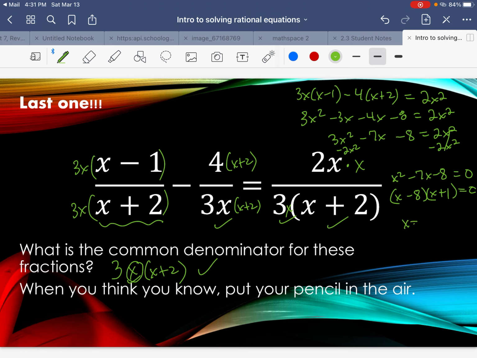So my two solutions are x equals 8 and negative 1. And we'll talk about in class to make sure that these are valid solutions. We'll be looking at the denominator here to make sure we're not doing anything wrong with the denominator, like making it go to 0. But these two actually would be fine, and we'll talk about that in class. So I will see you there.